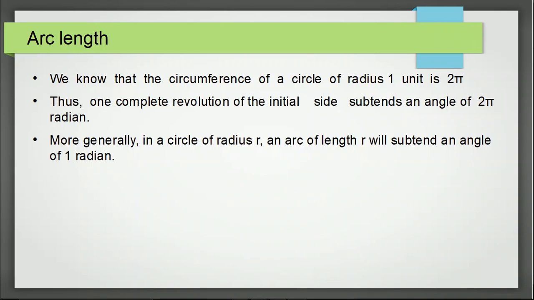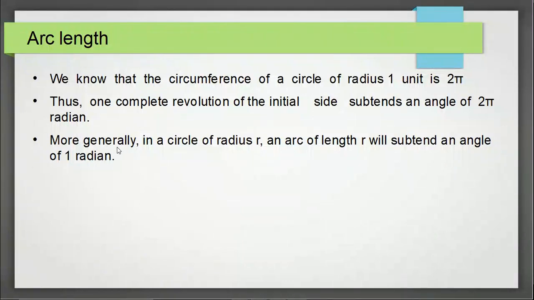Now let us study one more concept, that is arc length. We know that the circumference of a unit circle is 2 pi, that is, if the radius of the circle is 1, the circumference is 2 pi into 1, that's equal to 2 pi. And one complete revolution of the initial side subtends an angle of 2 pi radian, because you know that 360 degree is equal to 2 pi radian.